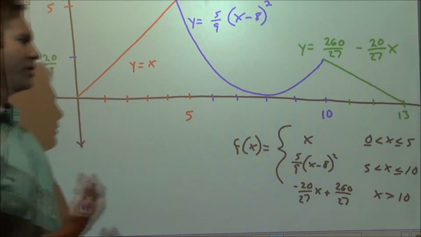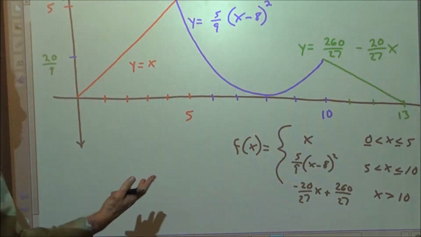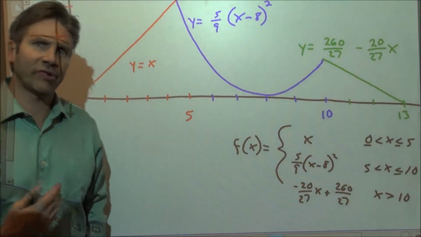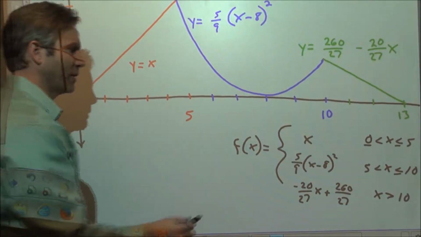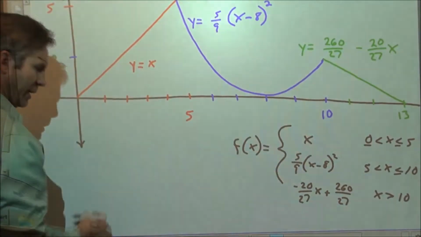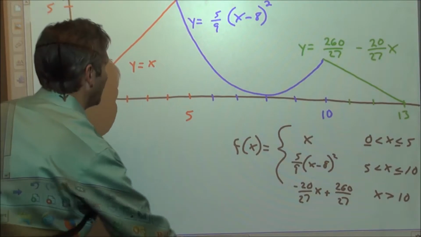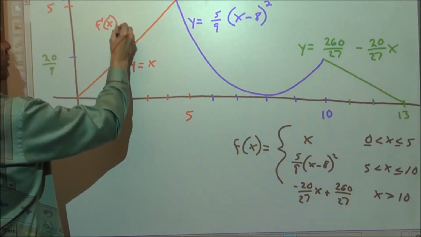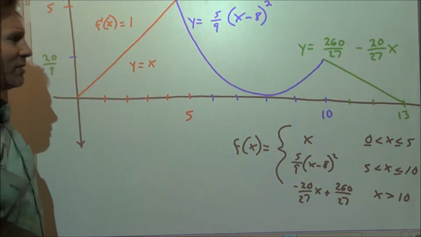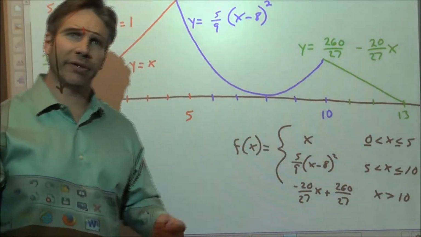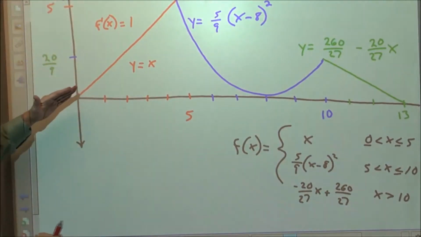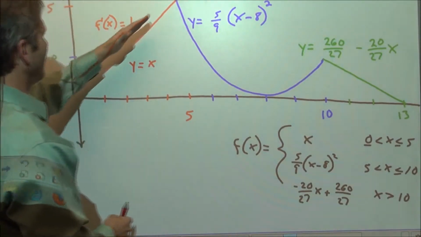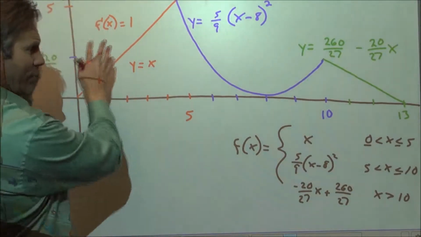Now if we were to take the derivative of this piecewise function, all we have to do is take the derivative of each part. The derivative of this part here would just be 1. So the derivative on this part would equal 1, which makes sense because the first derivative is the slope of the tangent line. Well, the slope, no matter where we go, is going to be 1. So that makes sense that we'd have that.